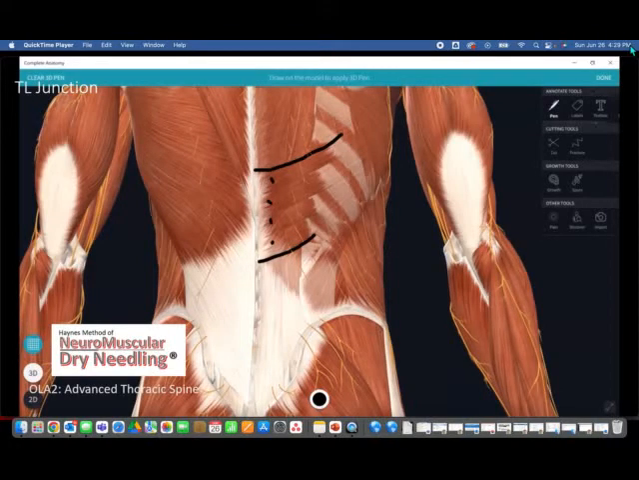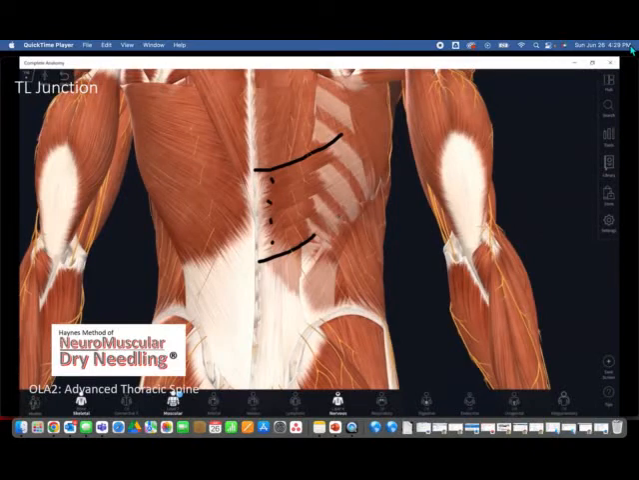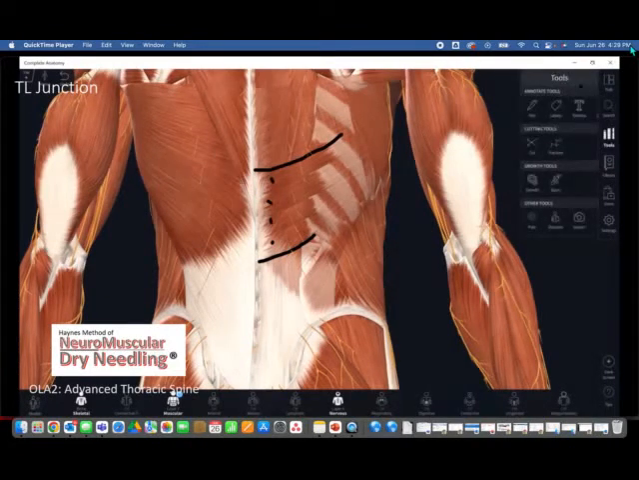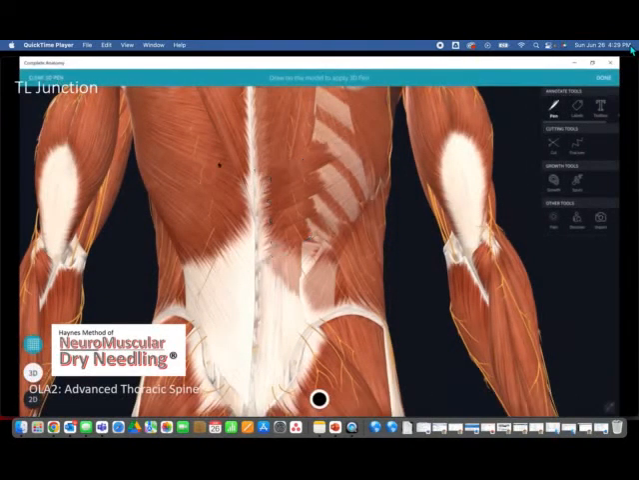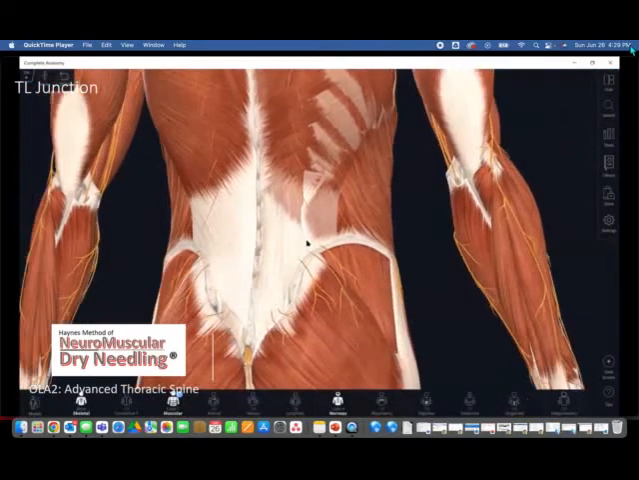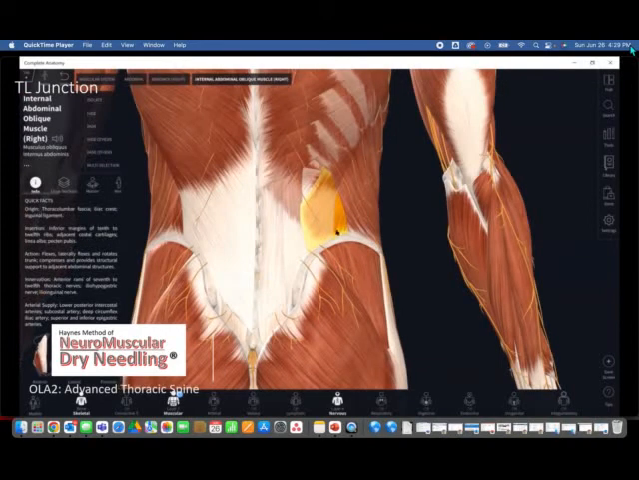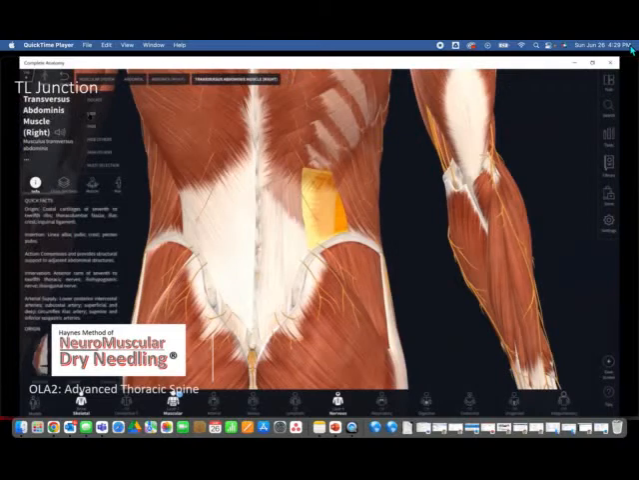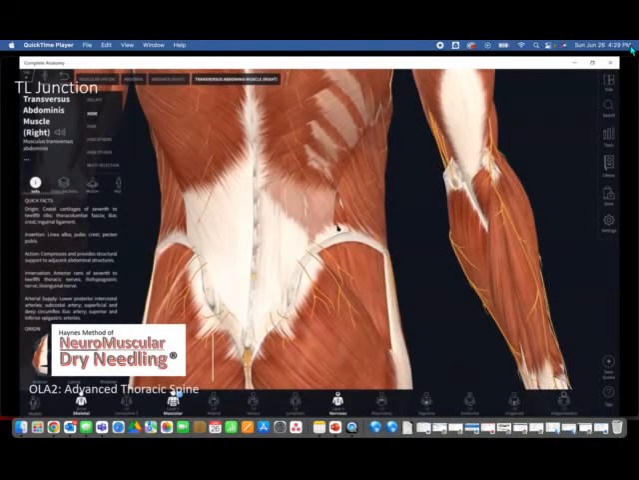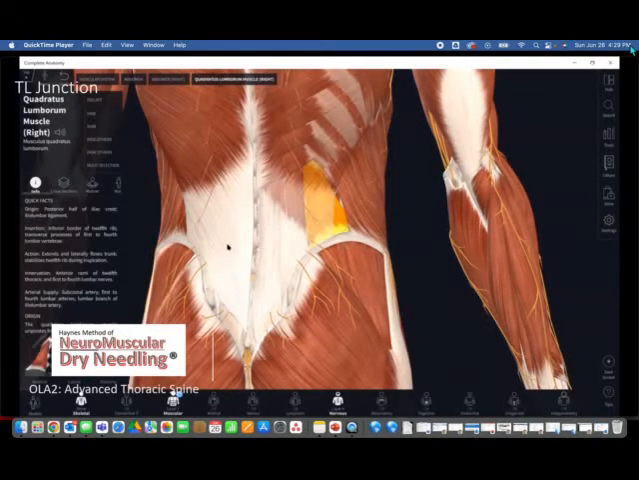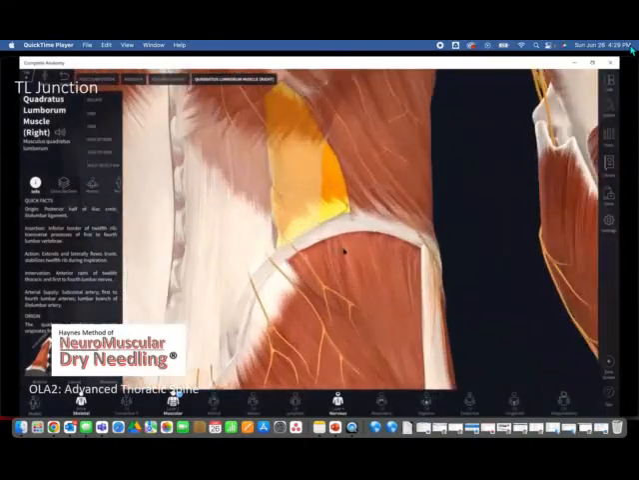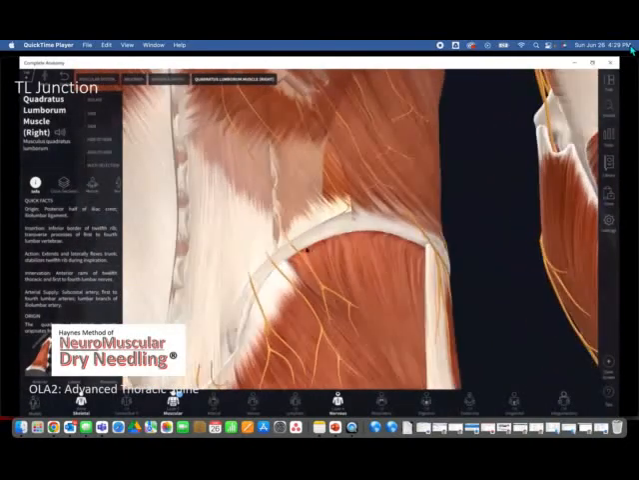And then lastly, we can go after QL and psoas. So one of the easier ways, I want to show you the QL. So here is QL. So you can see the orientation of the fibers of QL.